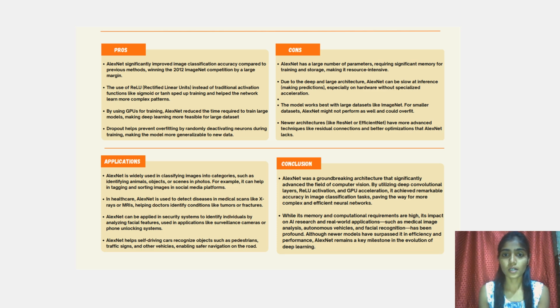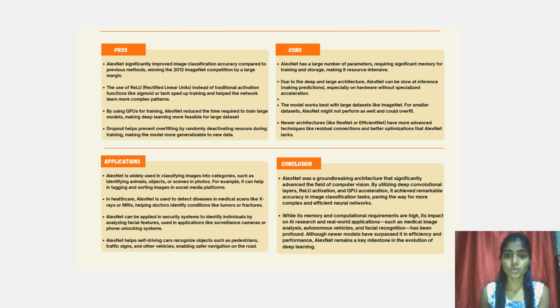Then the cons. AlexNet has a large number of parameters, requiring significant memory for training and storage, making it resource intensive. Second, due to the deep and large architecture, AlexNet can be slow in inference. The model works best with large datasets like ImageNet. For smaller datasets, AlexNet might not perform as well and could overfit.